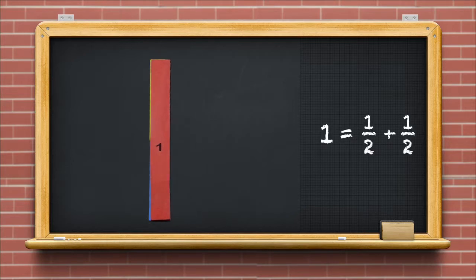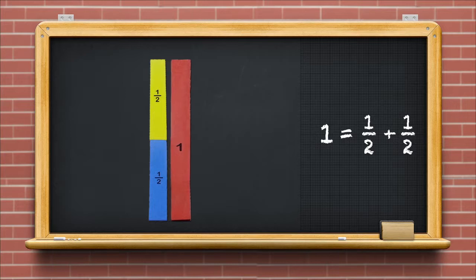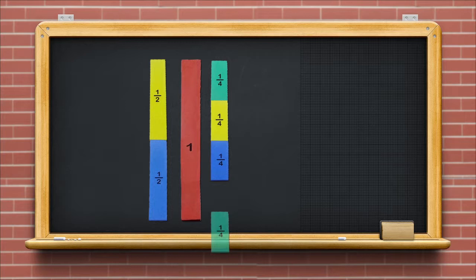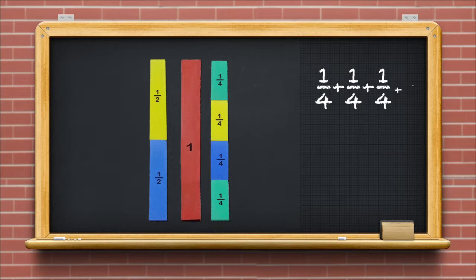Tell students how 1 or the whole can be divided into 2 equal parts. That is 2/2, which equals 1. Similarly, take 4 strips each marked 1/4. Tell students how 1 or the whole can be divided into 4 equal parts. That is 4/4, which equals 1.